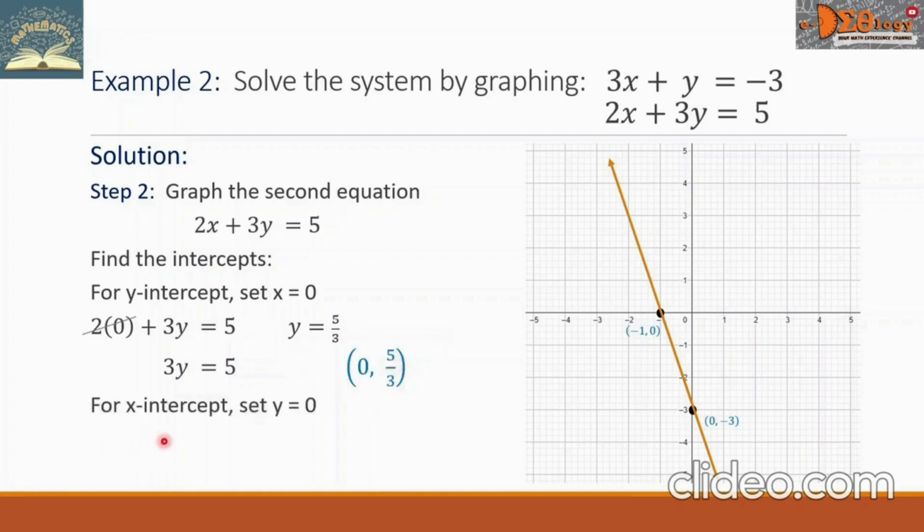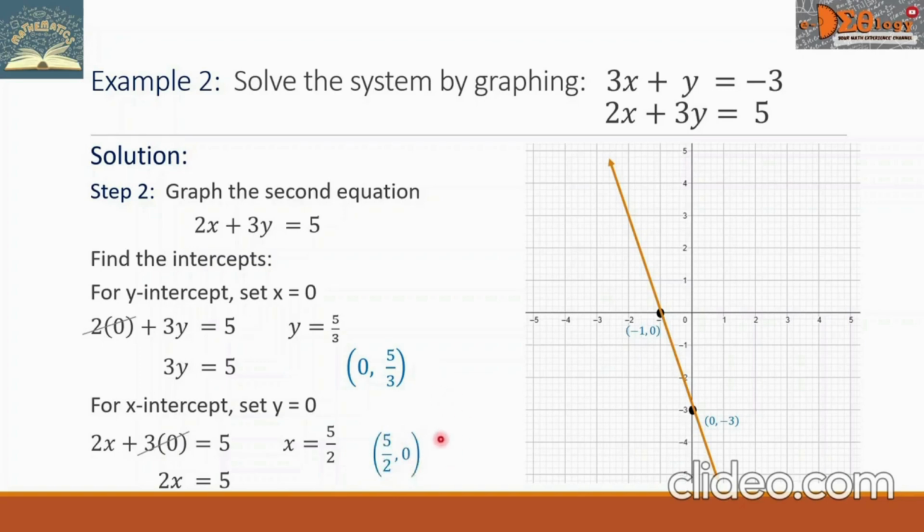Then we go for x-intercept. We set y equals 0. So this equation becomes 2x plus 3 times 0 equals 5. 3 times 0 is cancelled, so we have 2x equals 5. Let us solve for x. So x equals 5 over 2. We can write now the point. So (5 over 2, 0).